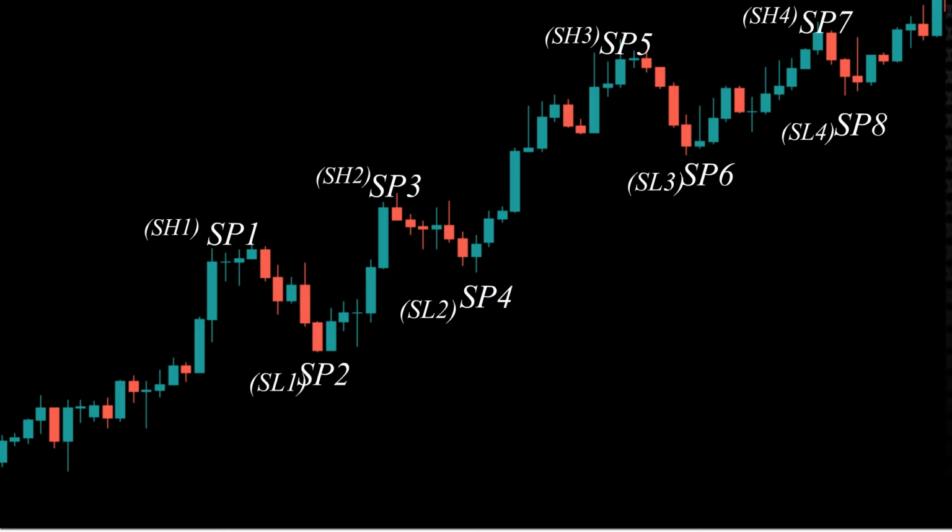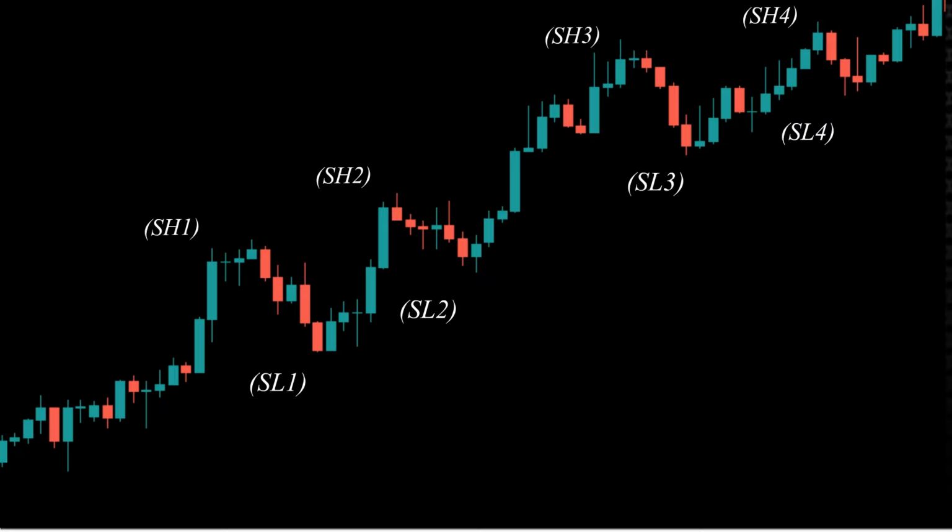Okay, then we have 4 swing points to the upside and 4 swing points to the downside, which is 4 swing highs and 4 swing lows. If you are observant, you will notice that the current swing high, swing high 4, is higher than the previous swing high, swing high 3. And swing high 3 is higher than swing high 2, which is higher than swing high 1.